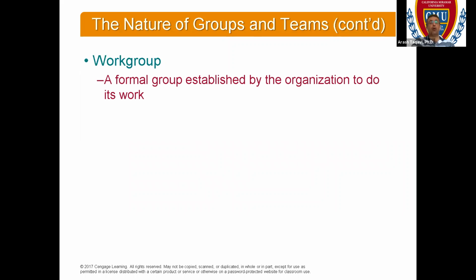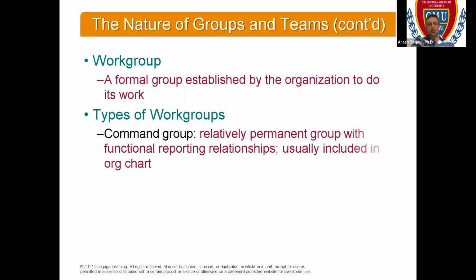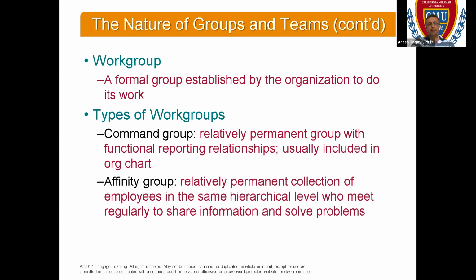Work group, a formal group. When we are talking about work, we are talking about companies, institutes, and organizations. A work group is a formal group established by the organization to do its work. For example, a study group, industrial group, statistical group, quality control group, project management group, and other things. Or maybe a leadership group. Types of work groups, because it's a business: command group and affinity group.